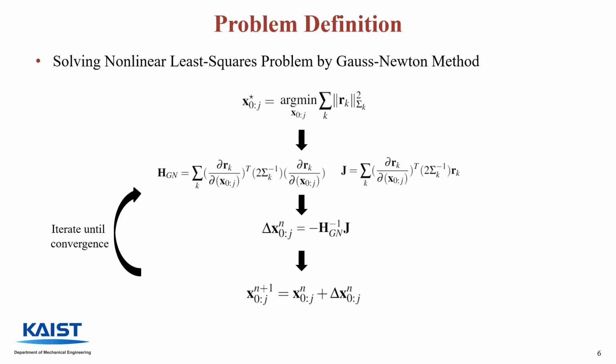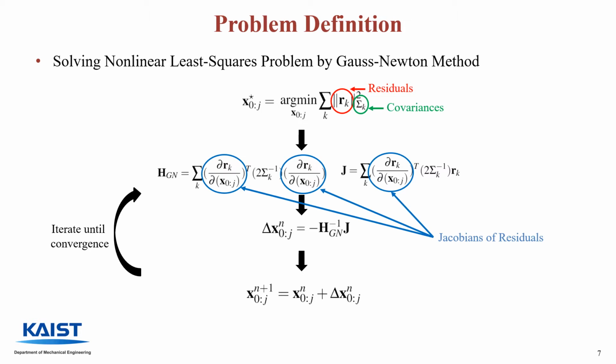To solve the nonlinear least squares problem, many algorithms can be used, but in this paper, the Gauss-Newton method is used, which utilizes the gradient of the cost function and the Gauss-Newton Hessian approximation of the cost function. The Gauss-Newton method uses only the first-order derivative information of the cost function to find a good search direction. The solution is obtained by iteratively updating the variables with this search direction until convergence.